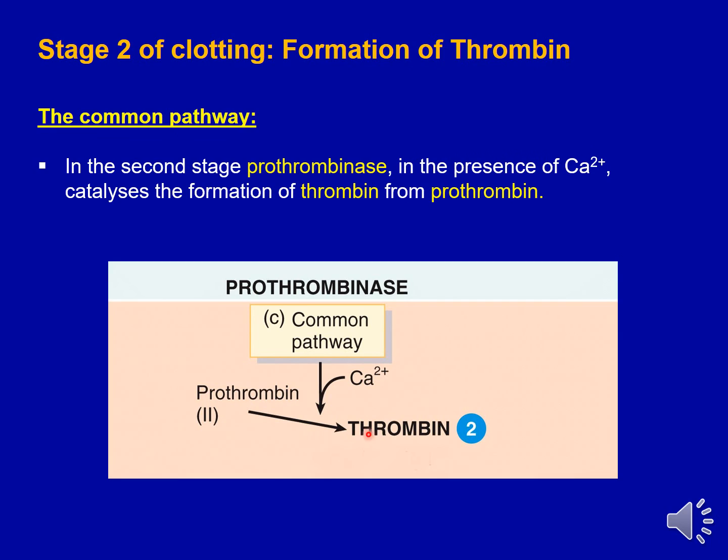And we have here a positive feedback mechanism, meaning that thrombin is going to activate most of the clotting factors, increasing the formation of prothrombinase. This will increase the formation of thrombin. So thrombin works to activate most of the clotting factors in the extrinsic and intrinsic pathways, and it also works in the third step, which is the conversion of fibrinogen into fibrin threads.